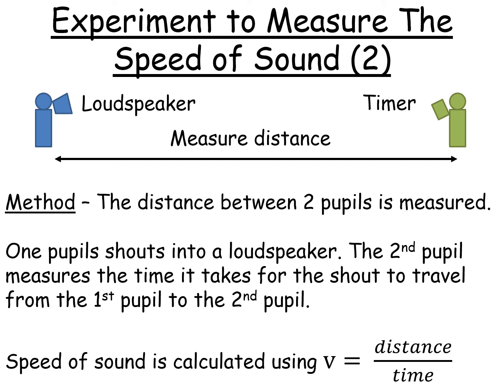One pupil shouts into a loudspeaker. The second pupil measures the time it takes for the shout to travel from the first pupil to the second pupil. We then calculate the speed of sound using distance over time. And again, I would like you to copy this one down. I know there's a fair bit of writing, but both experiments are ones that you should be familiar with, so that's why I want you to take a note of those. And that's how we measure the speed of sound in school.